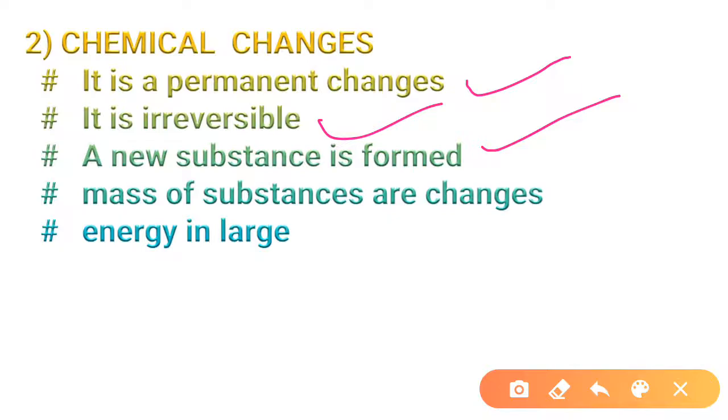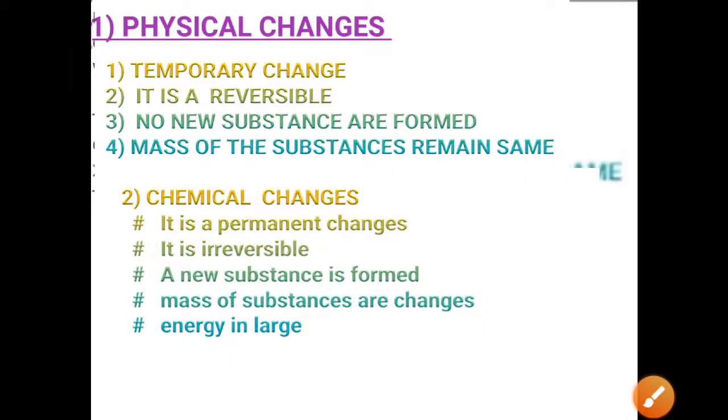In physical changes, no new substance is formed, but here a new substance is formed, and the mass of the substance changes. And next, energy is large. Energy is nothing but heat and light.